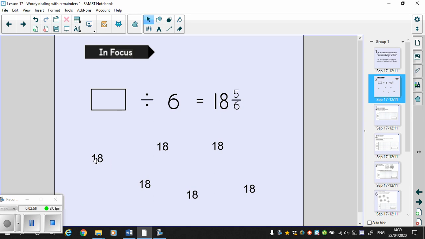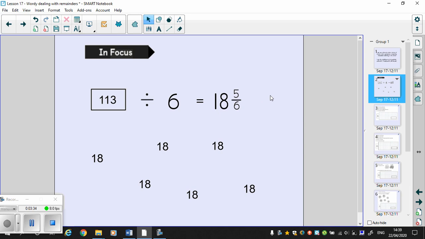Now, 6 lots of 10 is 60. Store 60 in your head. 6 lots of 8 is 48. Store 48 in your head. Put 48 and 60 together. You get 108. And then don't forget to add on that 5 and you end up with 113. Now, you might want to check that by doing a bus stop, but 113 divided by 6 ends up as 18 and 5/6 if we write the answer as a mixed number. That one was quite an interesting little challenge.